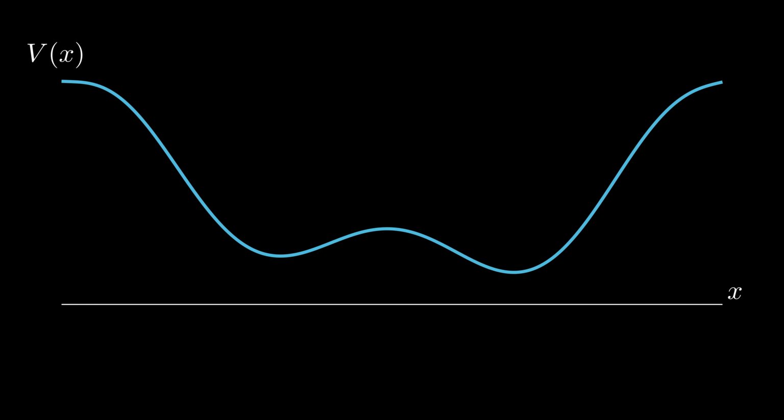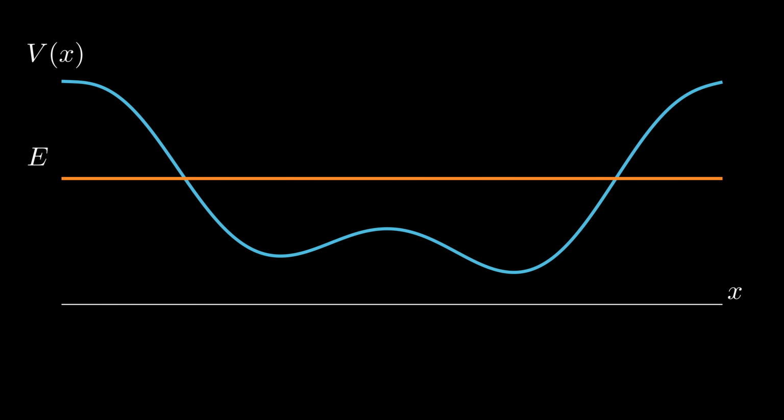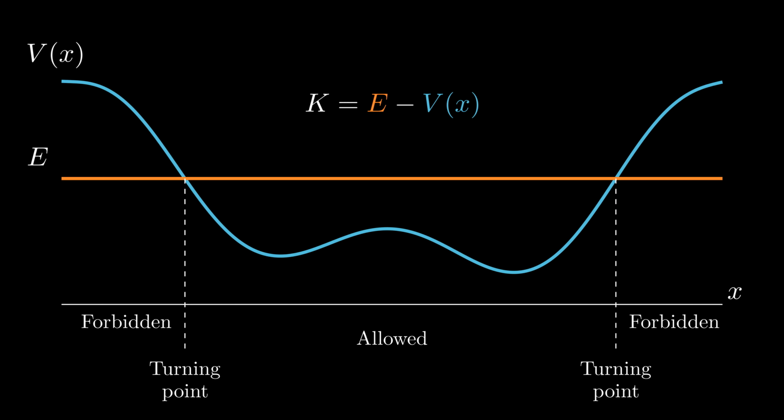Imagine a generic potential energy function, V of x, as shown in this diagram. The horizontal line represents the particle's total energy, E. With this setup, we can analyze the particle's behavior. In classical mechanics, the particle's kinetic energy is given by the formula K equals E minus V of x. Since kinetic energy cannot be negative, the particle is restricted to regions where E is greater than V of x. These are called the classically allowed regions. The areas where E is less than V of x are the classically forbidden regions, where the particle cannot exist.